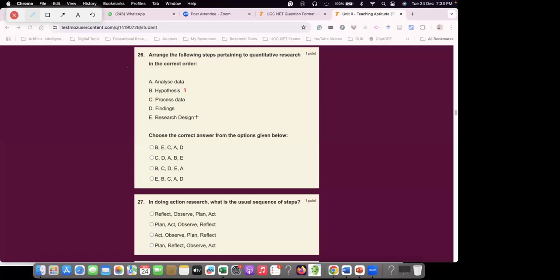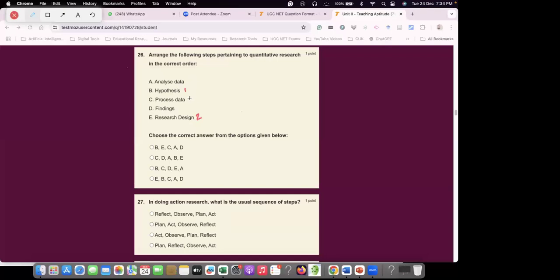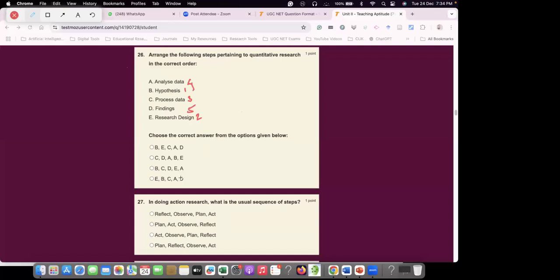Research design. Third step: hypothesis, research design. Process the data, analyze the data, analyze findings. Okay, therefore, what is the answer? B. First one.